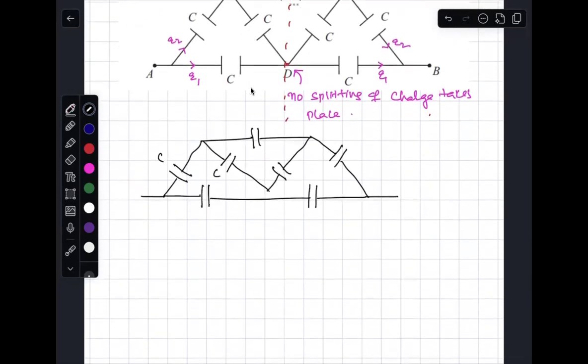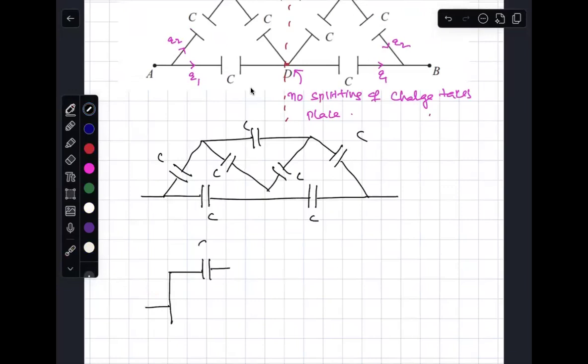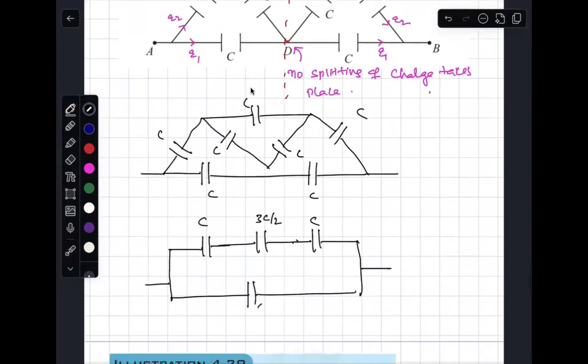Now C, C, C, C, C, C, C. Now what is going to be this part? Tell me. What happens to this part? C by 2 plus C. Yes or no? C by 2 plus C becomes 3C by 2. So therefore, you will have C, 3C by 2, C, and this will become C by 2.